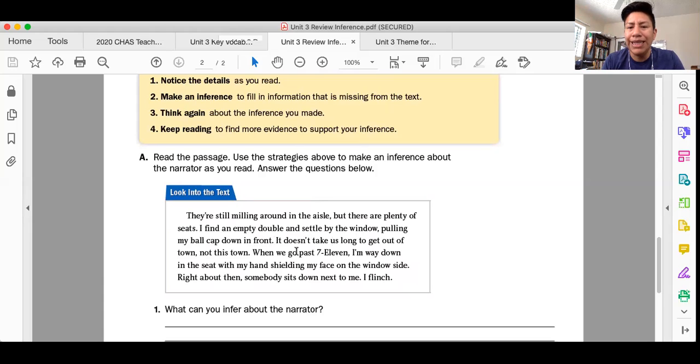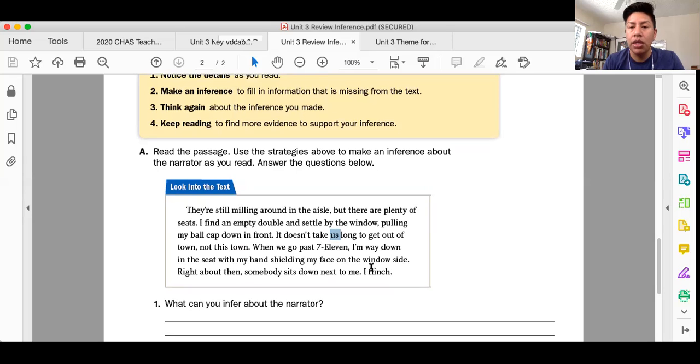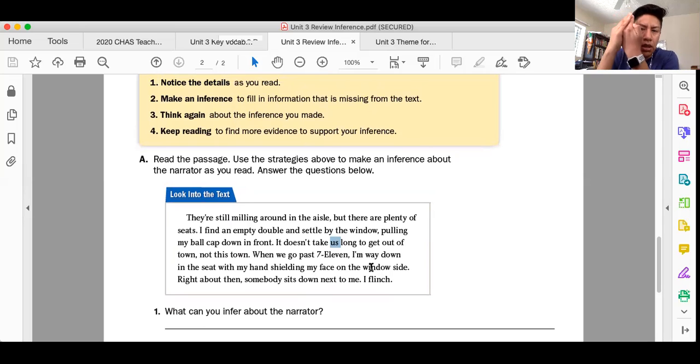Okay. It doesn't take us long to get out of town, not this town. Okay, so they said us. So us to me is like this person, the narrator, is not alone. So it's more than one person. Okay, when we go past 7-Eleven, I'm way down in the seat with my hand shielding my face on the window side. Shielding. Shield is like espada, like so that I am protected. Okay, right about then, somebody sits down next to me. I flinch. Flinch is when you are scared.